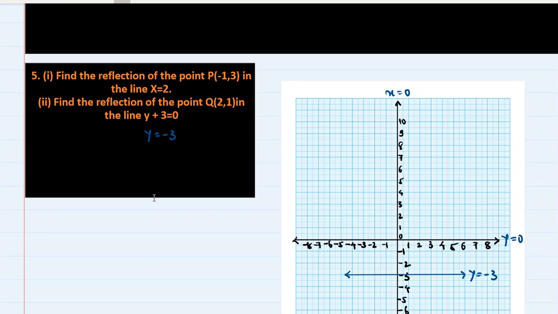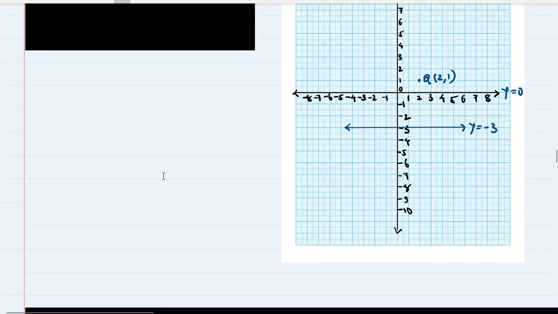I have to find the reflection of point Q (2, 1). So (2, 1) is over here. This is the point Q (2, 1), and I have to find its reflection in y = -3. Let's make one thing very clear: the reflected point will be in the same straight line as that of the original point.